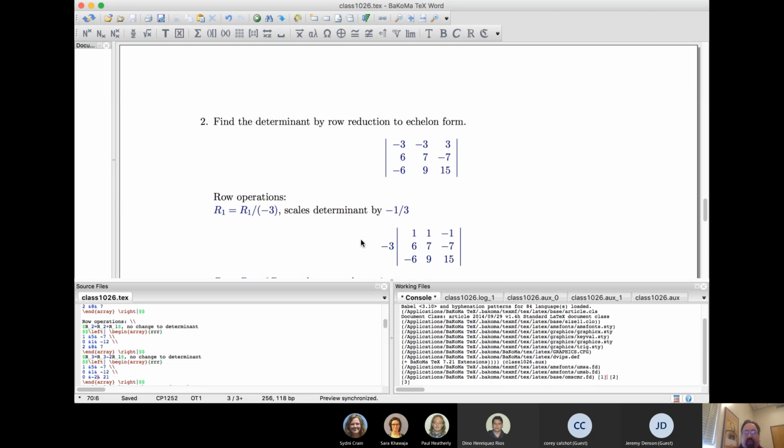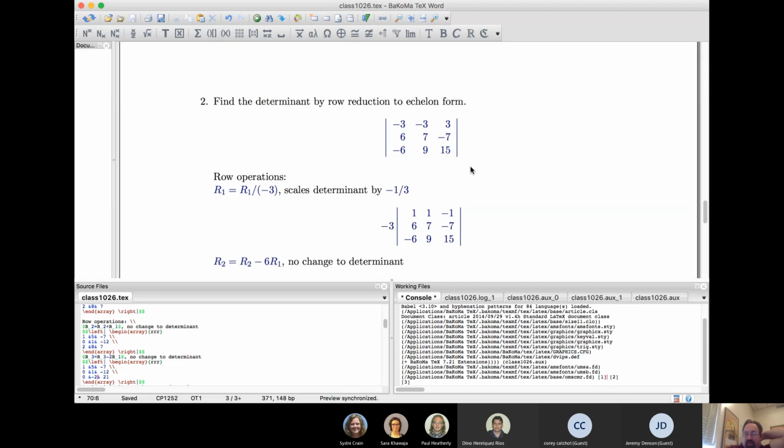So for convenience, I want a 1 here to eliminate these entries. Divide this row by -3. So when I do that, that means that the determinant of this matrix, what's between the bars here, is equal to -1/3 times the determinant of the original.